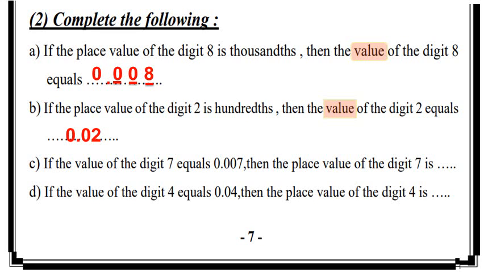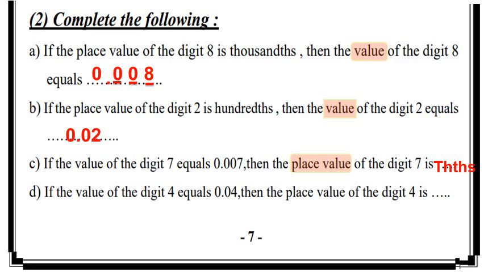Letter C, if the value of the digit 7 equals 0.007 or 7 thousandths, then the place value of the digit 7 is what? Let's say the houses together. We have here the decimal point. The first decimal place is tenths, the second decimal place is hundredths, the third decimal place is thousandths. So the 7 here is under the thousandth place. So here the place value is thousandths.